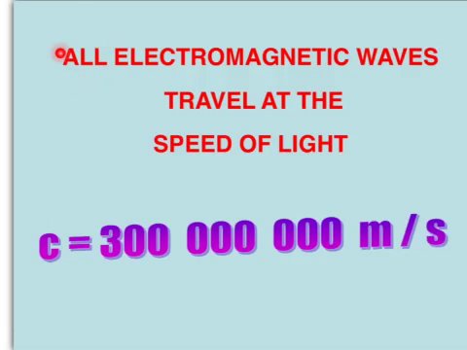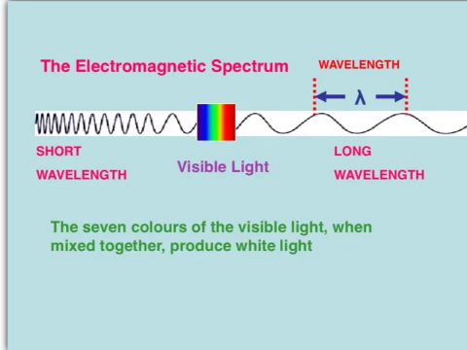All electromagnetic waves travel at the speed of light, which is 300 million meters per second. More about the electromagnetic spectrum. Here, going from one crest of the waves to another crest is called a wavelength. The 7 colors of visible light, or the rainbow colors, when mixed together produce white light.